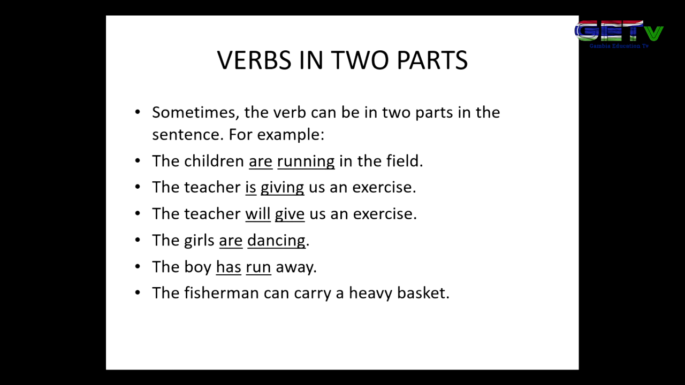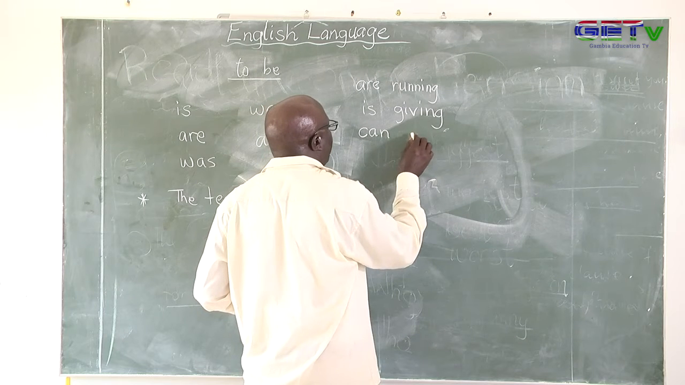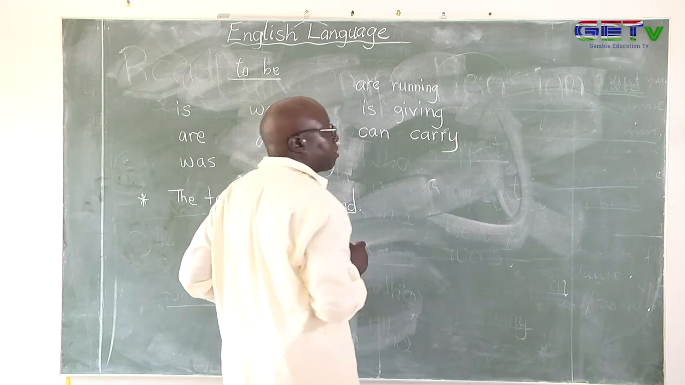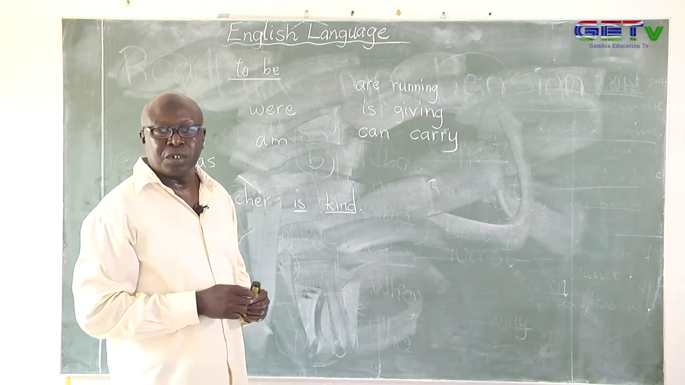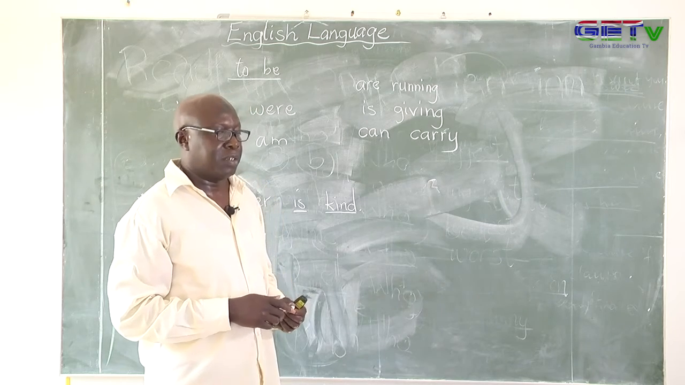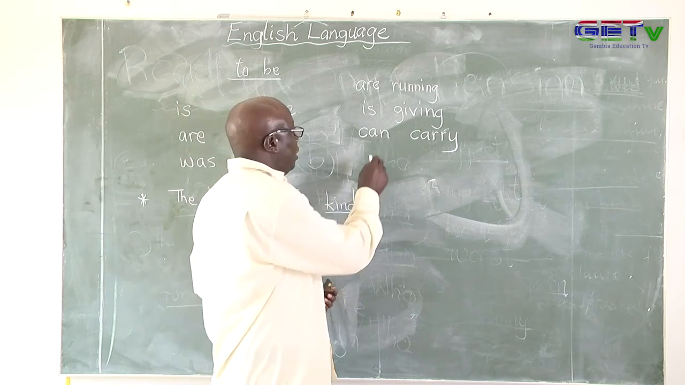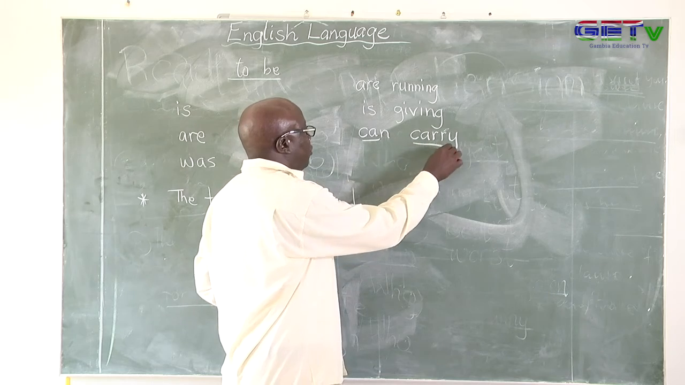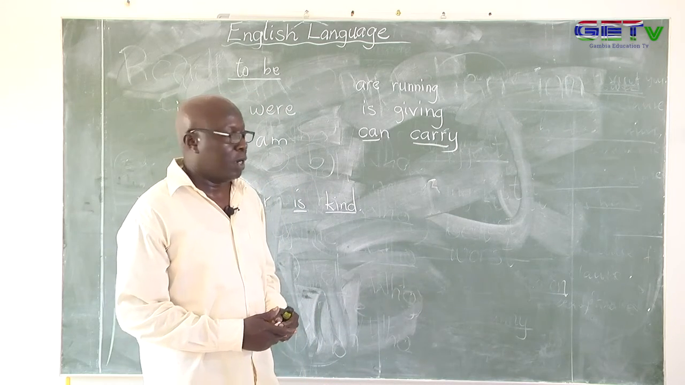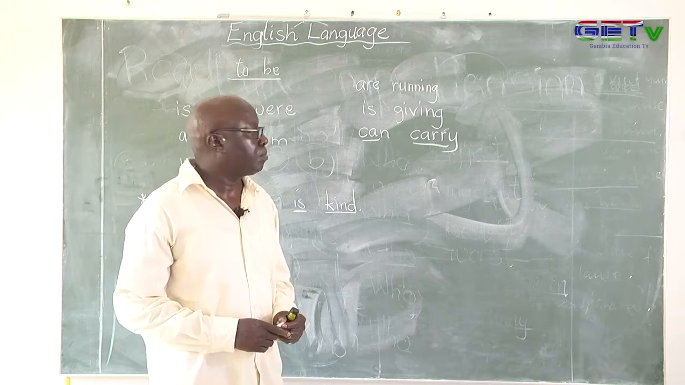So in that one, the fisherman, you have "can," and you also have "carry." The fisherman can carry a heavy basket. So you have "can." It should have been underlined in that sentence. So "can" is also a verb.